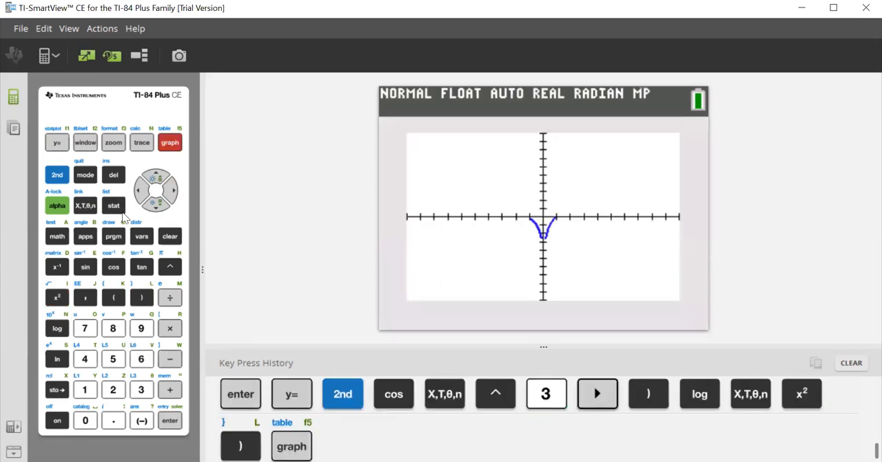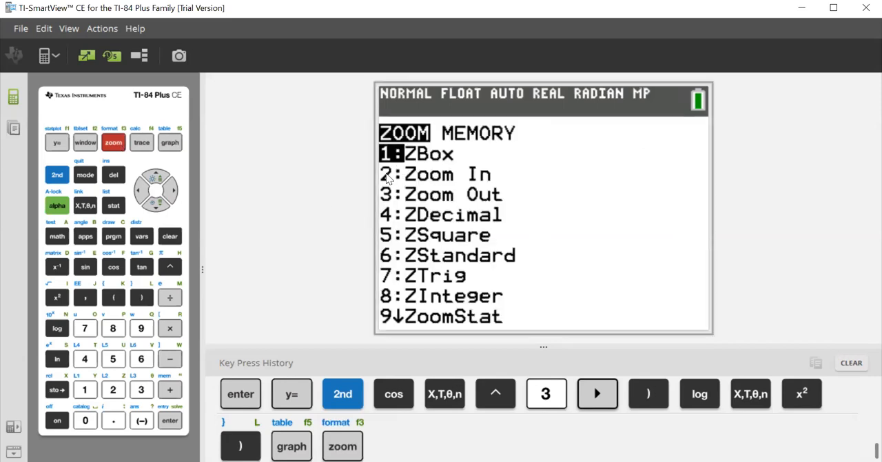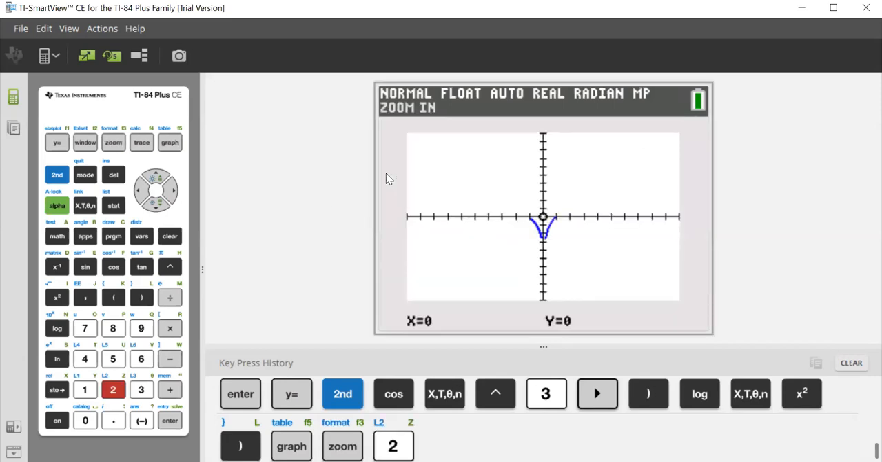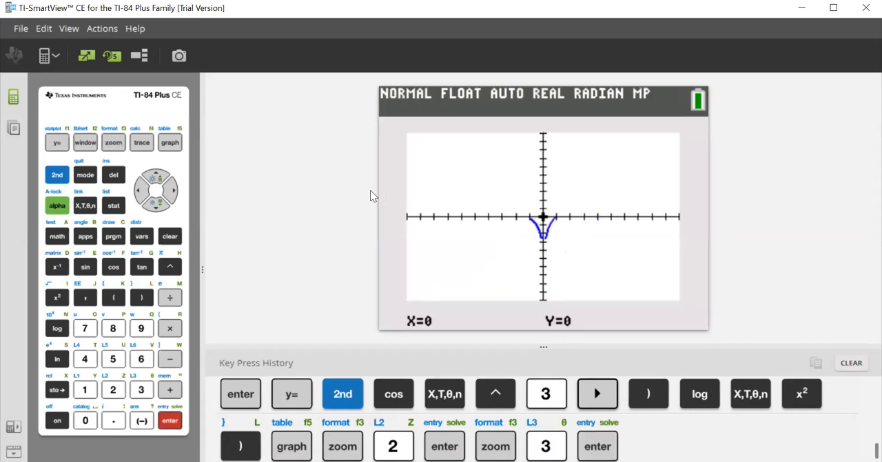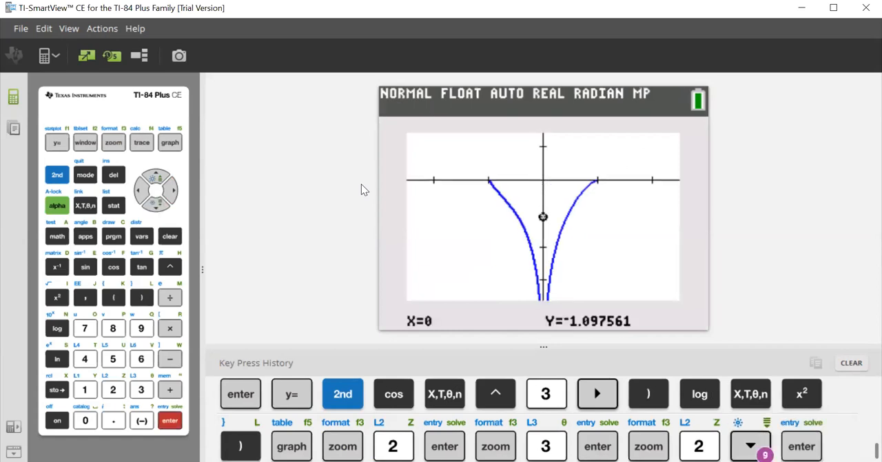Look at that. There it is. If we wanted to zoom in on it, we could. Hit zoom. Option 2 is zoom in. It doesn't do it unless you select a point to zoom in around, so it's already at the origin. I'll just hit enter, and we'll zoom in around the origin. Darn, I shouldn't have zoomed in around the origin. Now I can't quite see the whole thing. I'm going to zoom back out. And now I'm going to zoom in, center it around a different point so that we can see not the whole thing, but more of it at least.